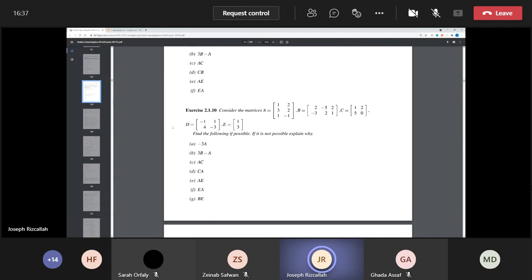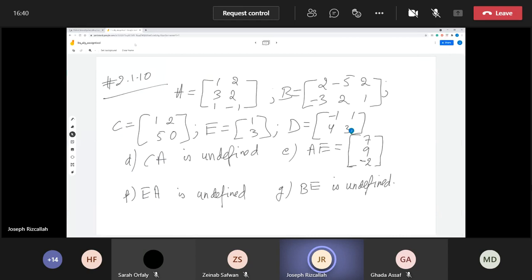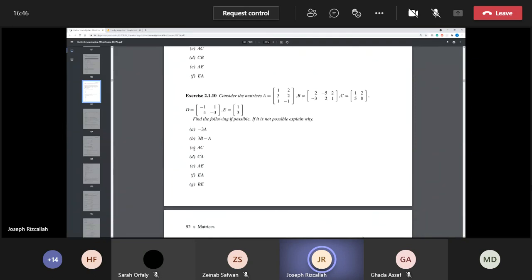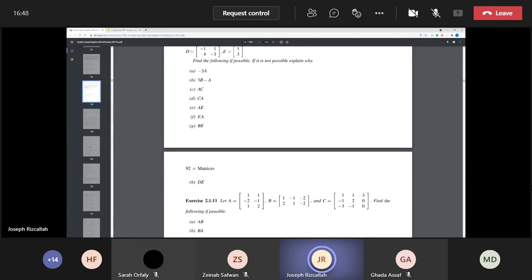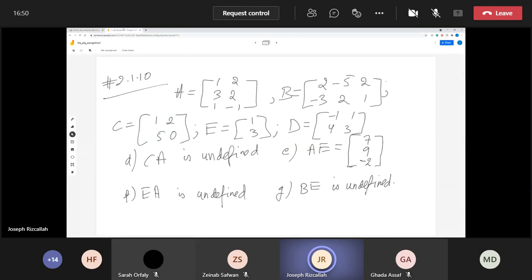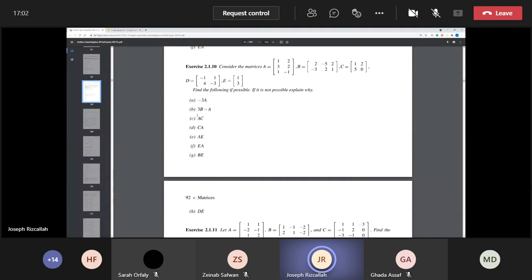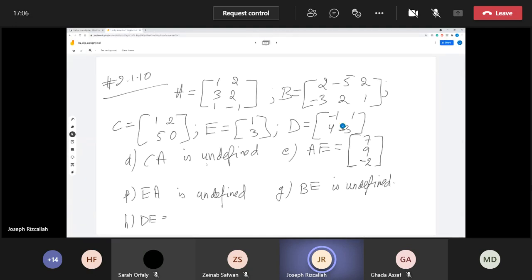Yeah. And now let me show you. So here's matrix D. I copied it here, and we want to find DE. Okay. So H, need to find DE. You mean I copied it wrong? Yeah, okay, -3, right? Yes, absolutely right. Thank you.